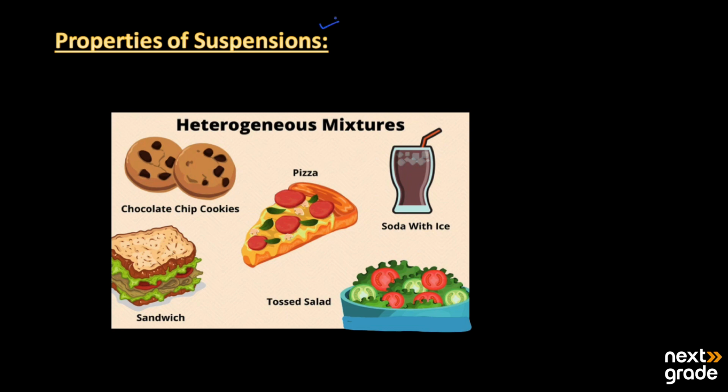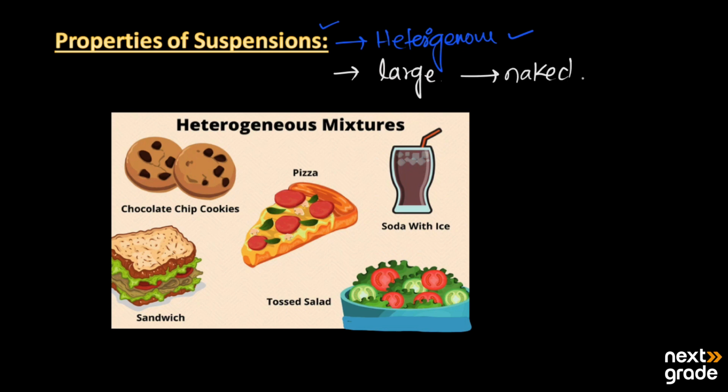Properties of suspensions. The first one: it is a heterogeneous mixture. It has different forms. Then its particle size is very large, as it can be seen by the naked eye.